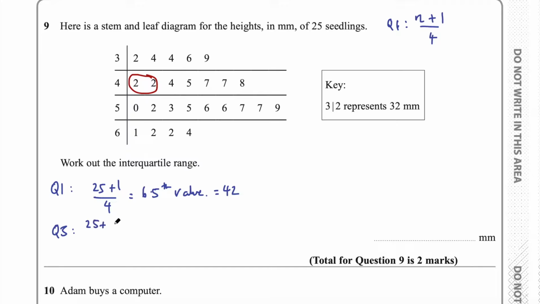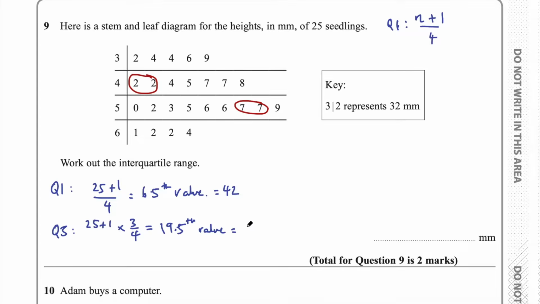We do 25 plus 1 times 3 on 4, or 25 plus 1 divided by 4 times 3, however you want to think about that. Or you could just take Q1 and multiply it by 3. So 6.5 times 3, that's going to be 19.5. That value, the 19.5th value. So if we go to, let's count backwards from 25, 24, 23, 22, 21, 20, and 19. So it's going to be in between those two, the average of those two, 19 and 20. And again, they're the same, so it makes it easy.